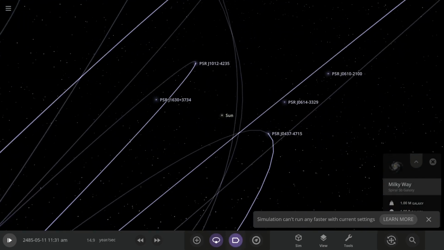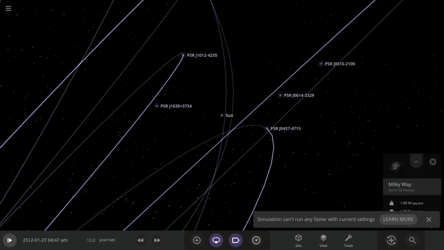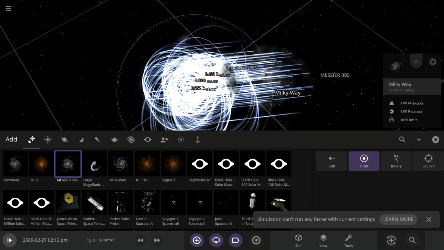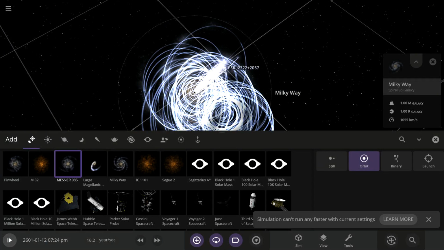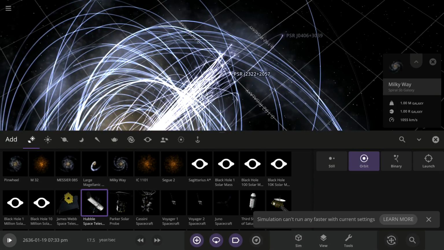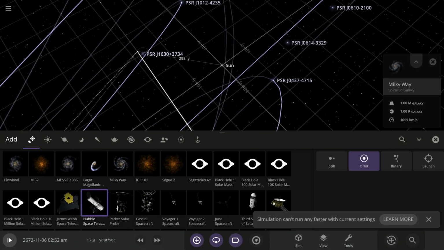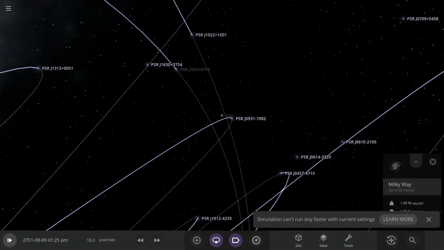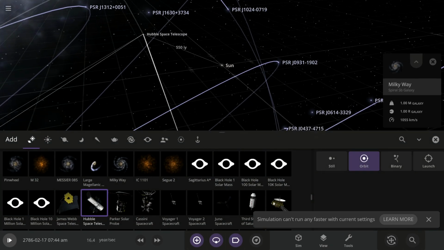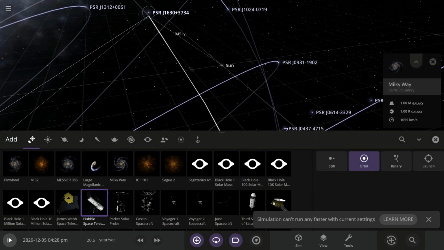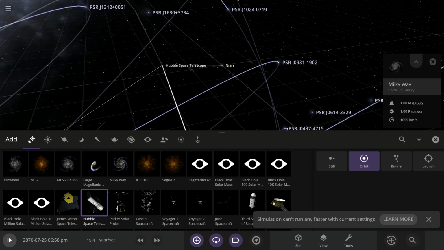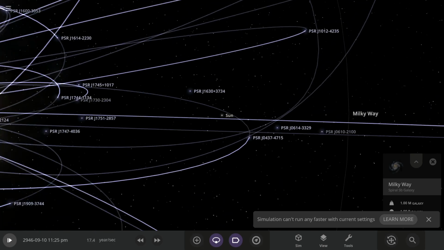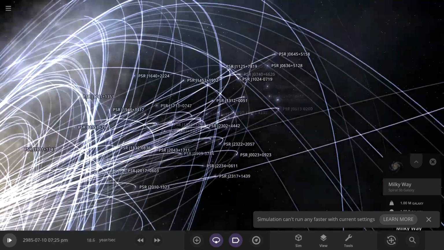But wait, how close is the closest... Oh, God. Okay, how close? Closest... So if we do this, it's like a few hundred light years, so we're fine. Okay, got it.